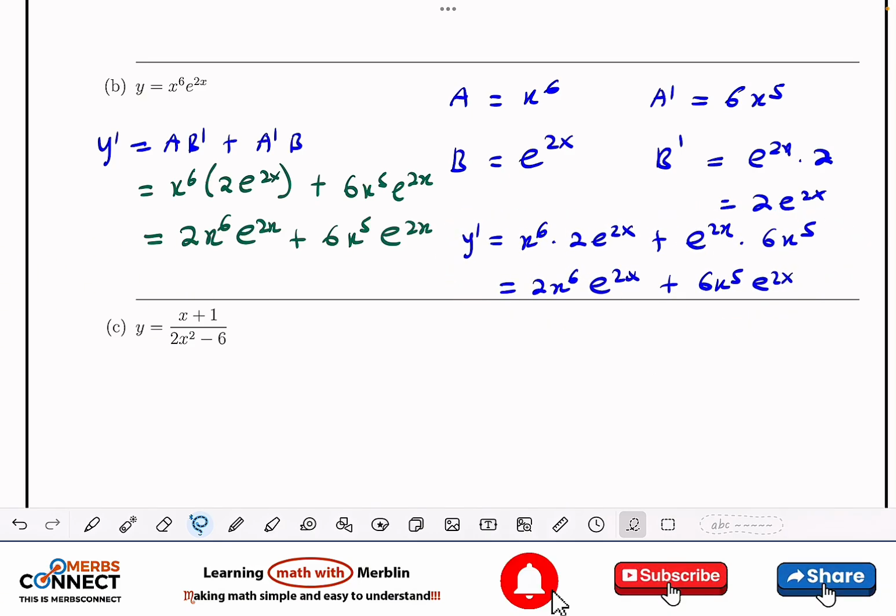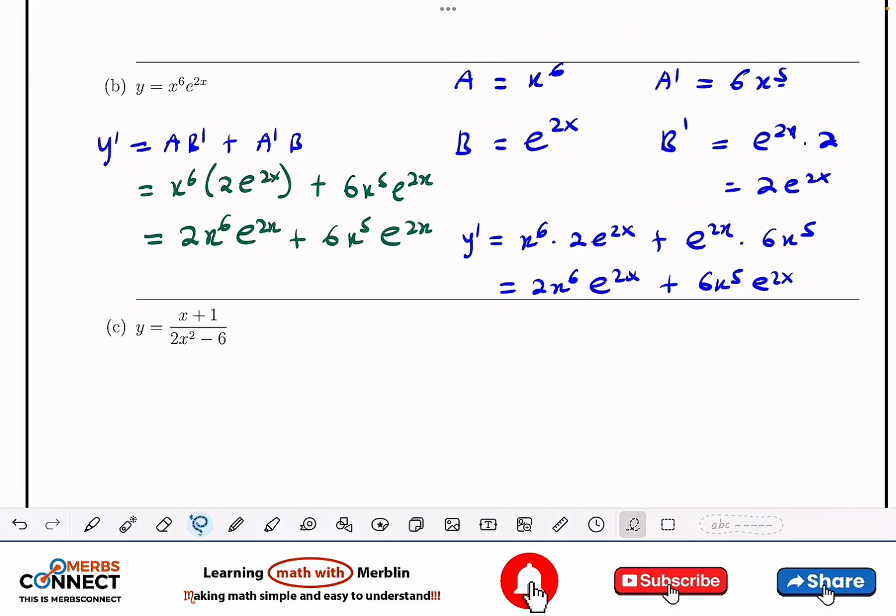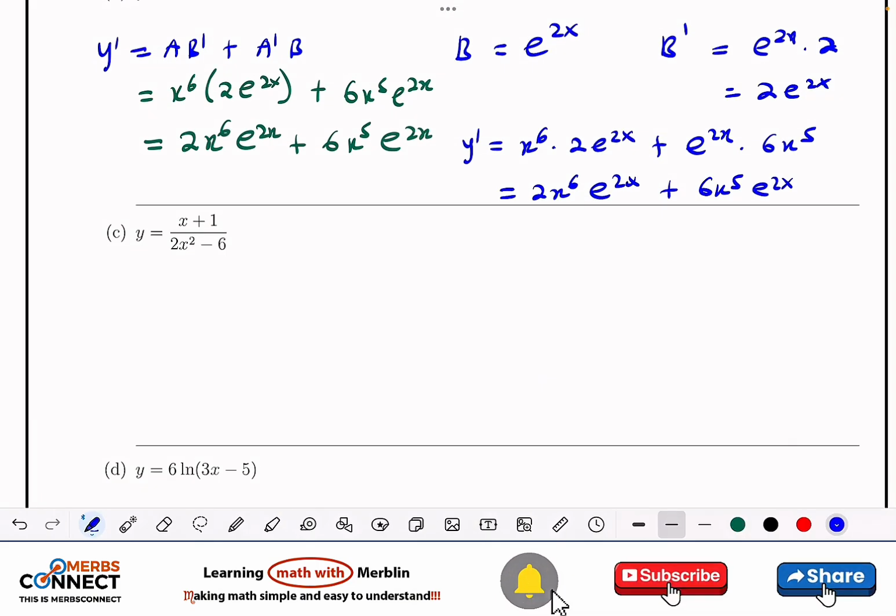Let's look at C. So C, we want to find the derivative, right? So what can we do? We can use the quotient rule, right? So quotient rule, I love using u divided by v, so that my y prime will be equal to v u prime minus v prime u divided by v squared.